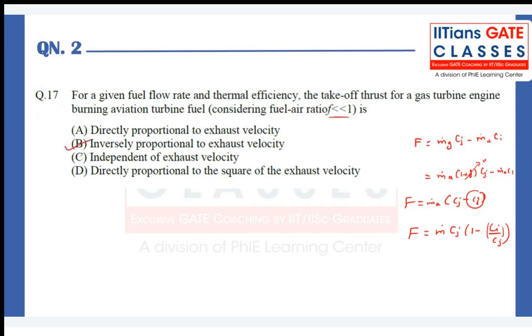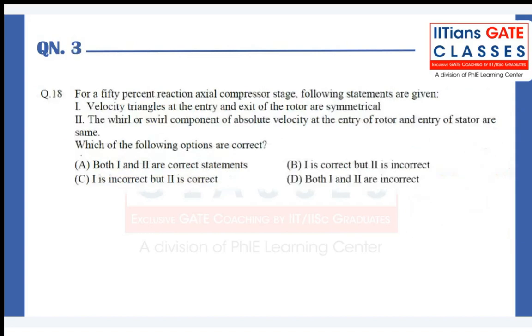So this is a very interesting question. Let us move on to the next one. For a 50% reaction axial compressor stage, the following statements are given. Velocity triangles at the entry and exit of the rotor are symmetrical. The second statement says that the whirl or swirl component of absolute velocity at the entry of the rotor and entry of the stator are the same. Which of the following options are correct? This is again a straightforward question.